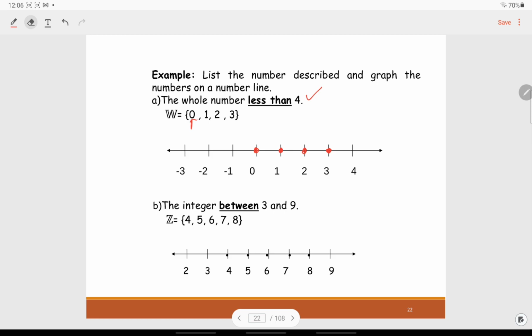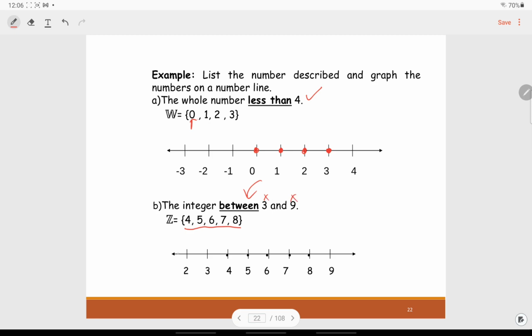All right. Next example, the integer between 3 and 9. The key point here is "between". That means excluding 3 and 9. So we can list down all the entries. We have 4, 5, 6, 7, and 8, excluding 3 and 9.